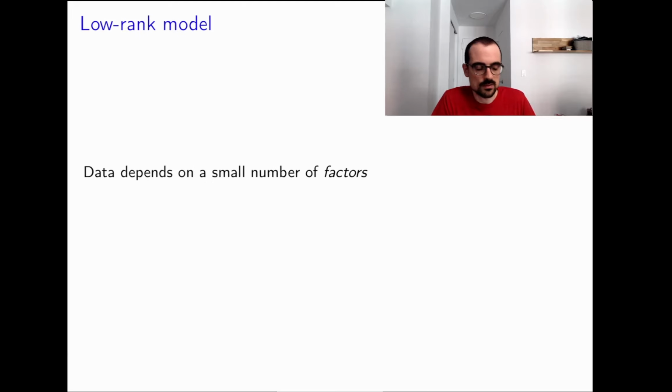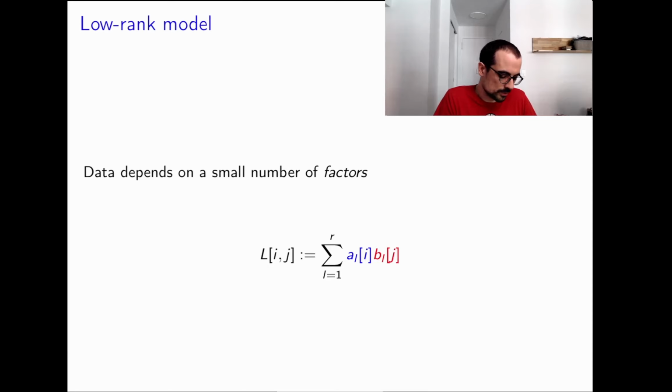So the idea in a low-rank model is that you have data that depends on a small number of factors. We denote the data by d_ij, and what we're saying is that you can express it approximately as a sum of r terms, and each of those terms corresponds to a coefficient that is associated to the columns. In the case of the movies, this would tell us how each movie is associated to each of the r factors. There's r factors.